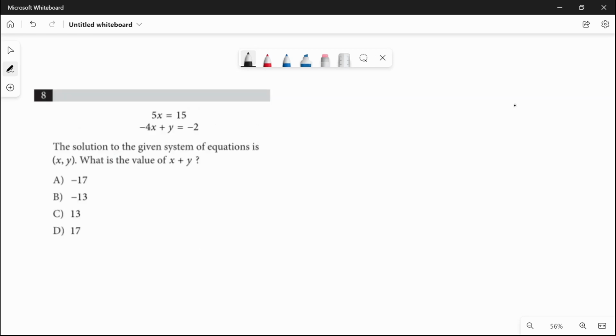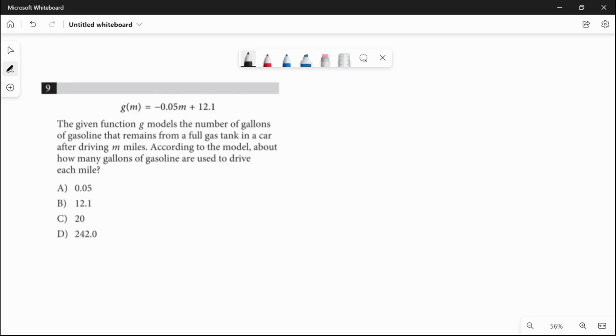Question number 8. The solution to the given system of equations is x and y. What is the value of x plus y? So instead of solving for x and then substituting in the next equation, we can add them up. If we add these two equations, we will have 5x plus negative 4x, which is equal to x. And then 0 plus y is equal to y. And then 15 plus negative 2 is equal to 30. So the answer is choice C.